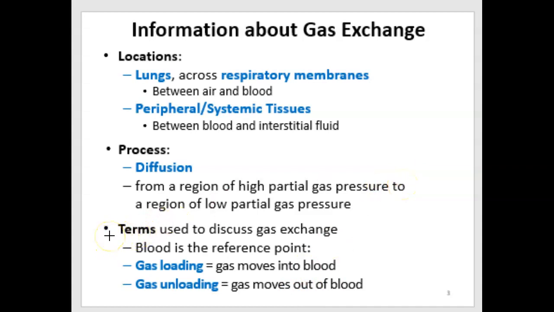Another thing that will be helpful to discuss gas exchange is to be familiar with these terms: gas loading and gas unloading. This refers to what's happening in the blood. So blood is the reference point. When gas moves into the blood, we call that gas loading. When gas moves out of the blood, we call that gas unloading. So in the lungs, there's oxygen gas loading and carbon dioxide gas unloading.